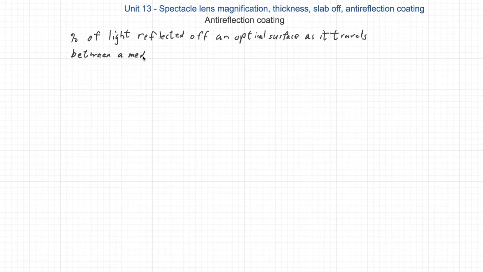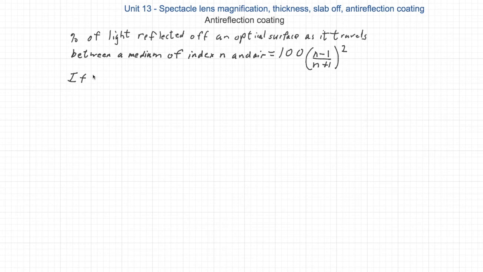So Fresnel came up with several equations regarding reflection of light, and he found that the percent of light reflected off an optical surface as it travels between a medium of index n and air equals 100 times (n minus 1 over n plus 1) squared. If we check what that means for a glass lens of index 1.5, after plugging in 1.5 for n, we find that the percent of light reflected is 4%.